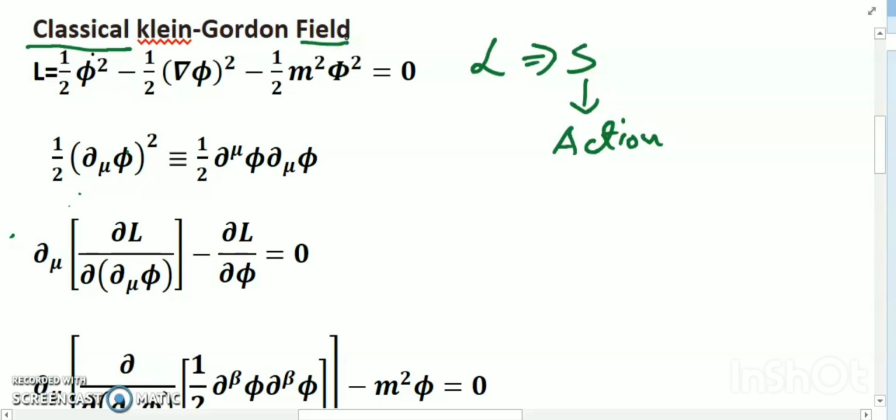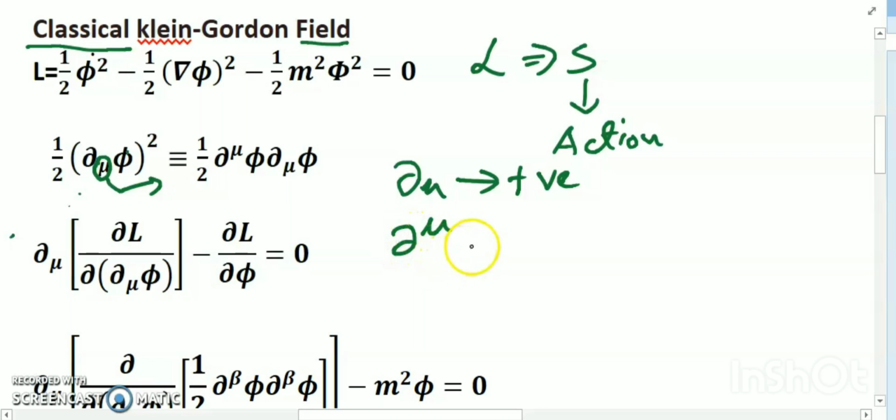Lower dummy index del mu. Okay, the lower dummy index del mu is positive, and the upper dummy index is negative. Okay friends, and these are the spatial derivatives. This derivative is called the spatial derivative.